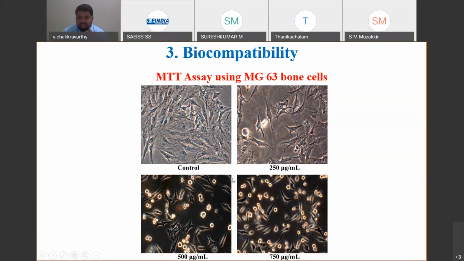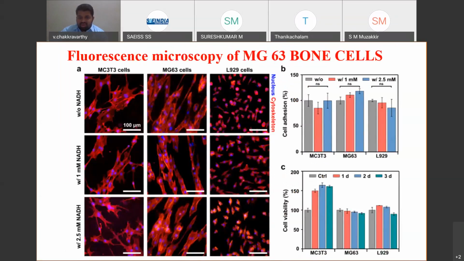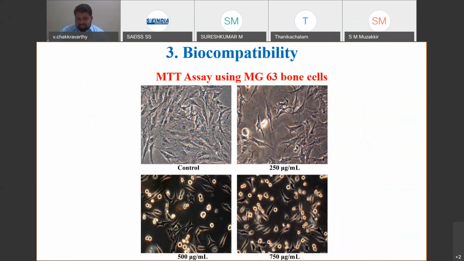Confocal microscopy is also one of the techniques where we could measure the cell viability. Okay, so we could use these MG63 bone cells for evaluating the biocompatibility of the implant, or else, if MG63 bone cells are not available, then the second option is we could go for L929 cells. Okay, that we will be covering in the upcoming slides.